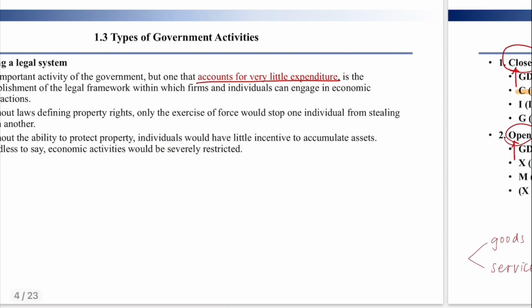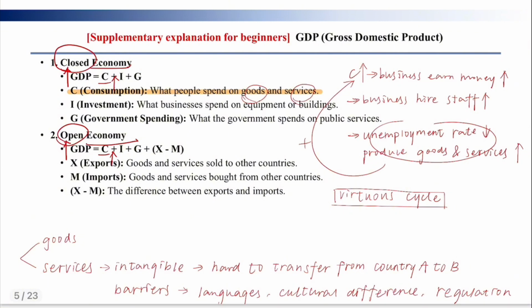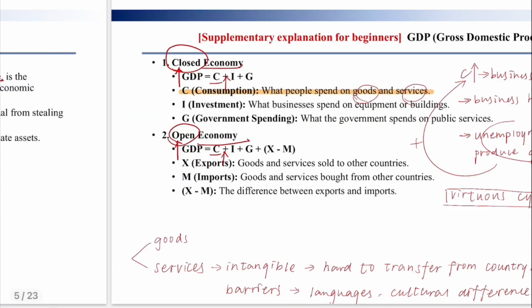And let's see what will happen if people's consumption increases. If people's consumption increases, the business will earn more money and the business will expand their production. The business can hire more staff. Then the unemployment rate in the society will decrease. Then the people in the whole society will increase their consumption because they have more money, more people have work, right? So this is a positive cycle. This is the reason why the government needs to provide a legal system.